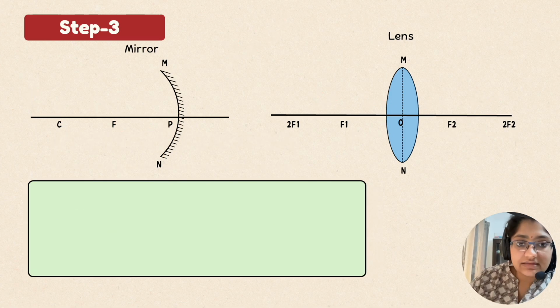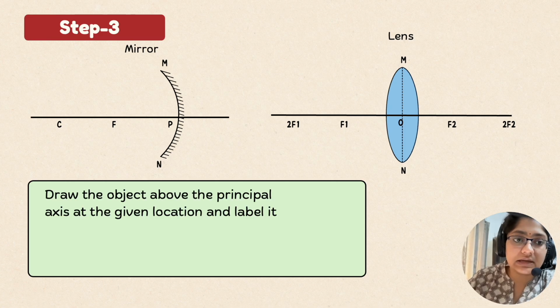So once you have done that and ensured that they are all equidistant, the next step is to draw the object above the principal axis at a given location and you have to label it. Do not forget labeling. So in our case, it will be beyond C in case of the mirror and it will be beyond the 2F1 point in case of the lens.